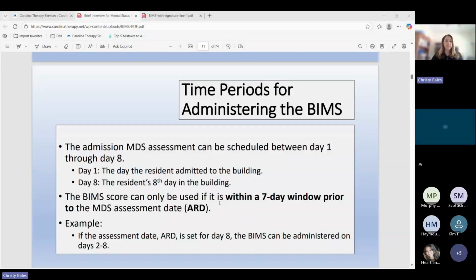He's going to be falling. He's going to need a sitter. He's going to need more care. And that is what this is about. How much care does a resident need?